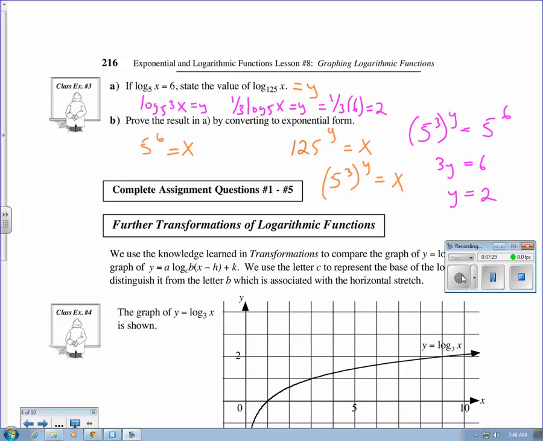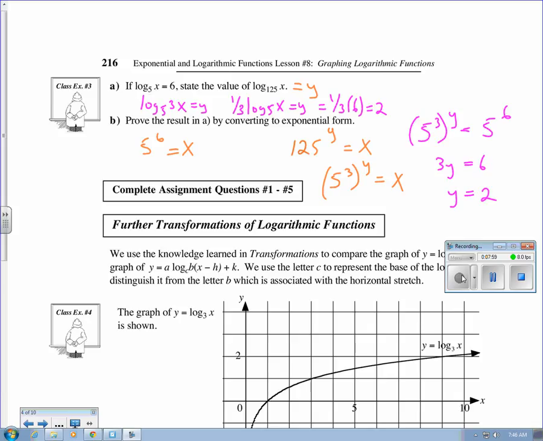I could solve that in another form. And that's by saying, hey, 5 to the 6 is equal to x, but 125 to the y is also equal to x. 125 can be replaced by a power of 5, 5 to the exponent 3, and then set my bases equal to each other, set my powers equal to each other with bases that are the same. That means the exponents must be the same, and I was able to solve for y.